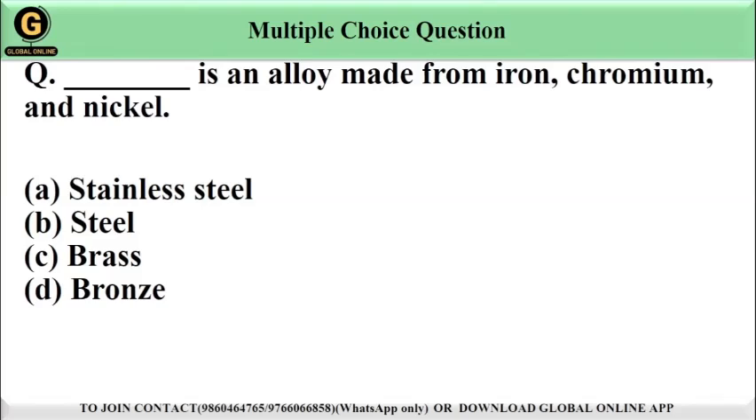So guys, stainless steel is an alloy made primarily from iron, chromium and nickel. It is known for its resistance to corrosion and staining. Steel is an alloy of iron and carbon, but it may not include chromium and nickel. Brass is an alloy of copper and zinc, while bronze is an alloy of copper and tin. So the correct answer among the options is option A, stainless steel. Let's move to the next question.